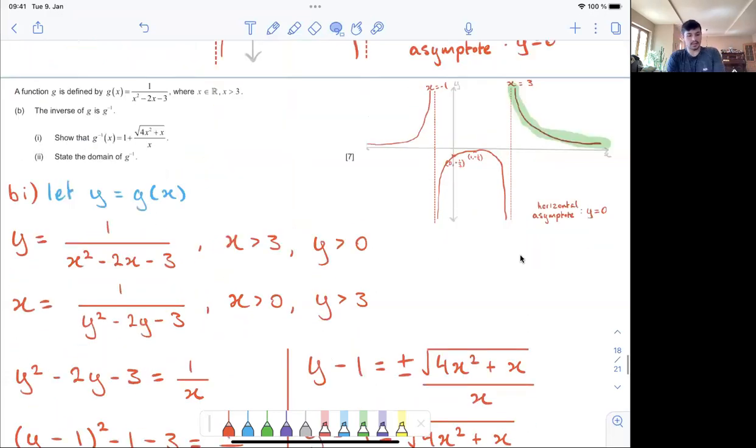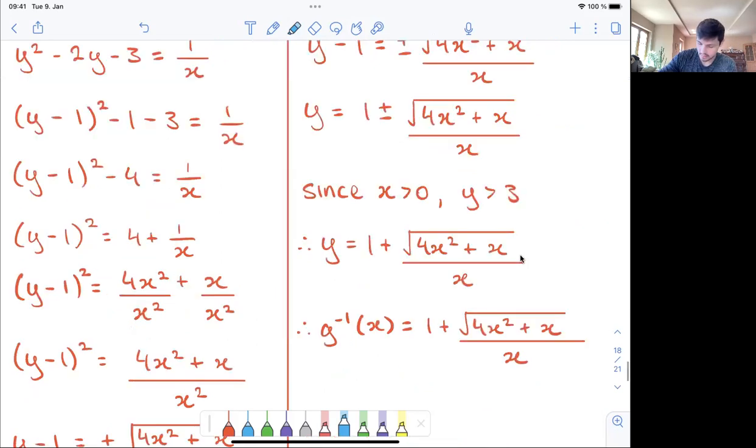Part 2 asks, state the domain of the inverse of g. Okay, so the domain of the inverse of a function is equal to the range of that function. So the range of g(x) is equal to the domain of the inverse of g(x). Okay, and so we somewhat noted that here. So that was the range of g(x), and so that means the domain of the inverse of g(x) is here, which is x is greater than 0. Okay, so we can note that down here.